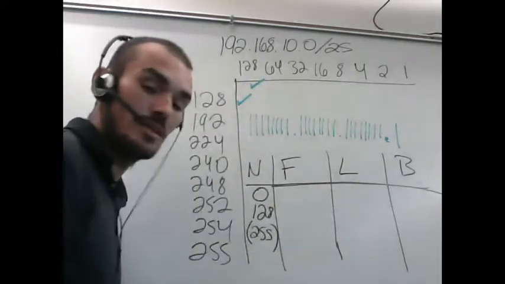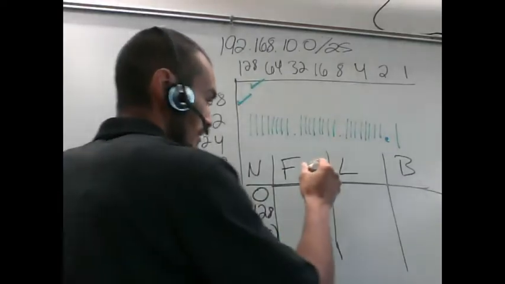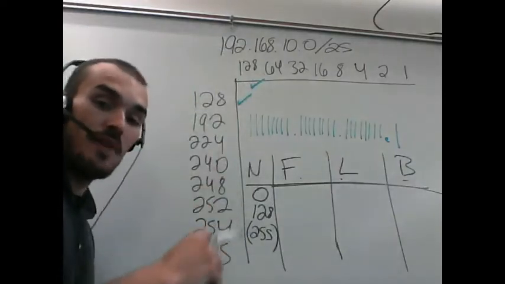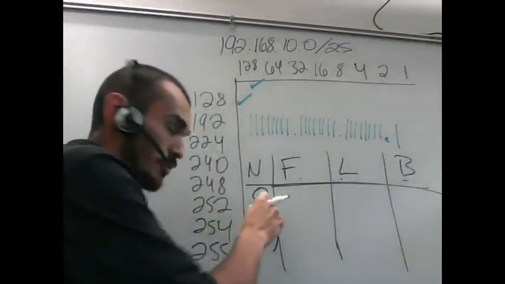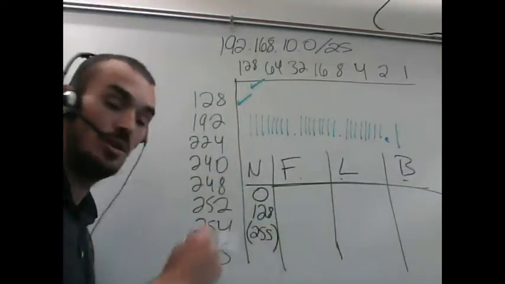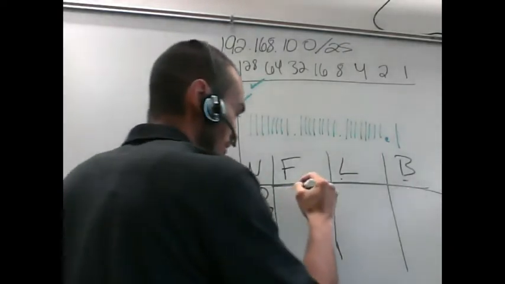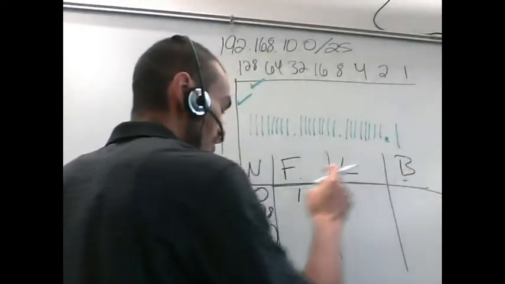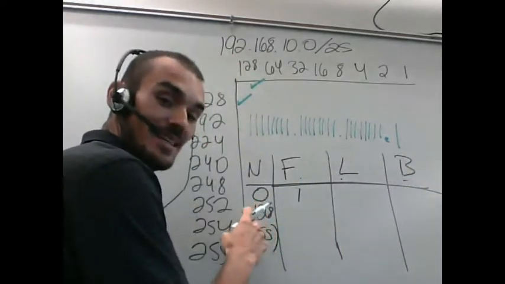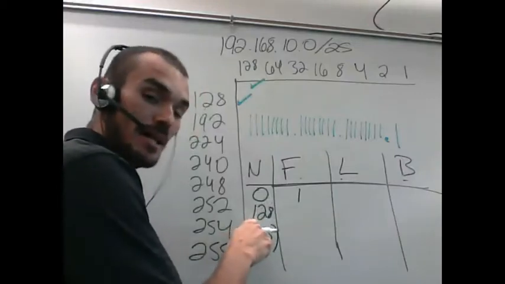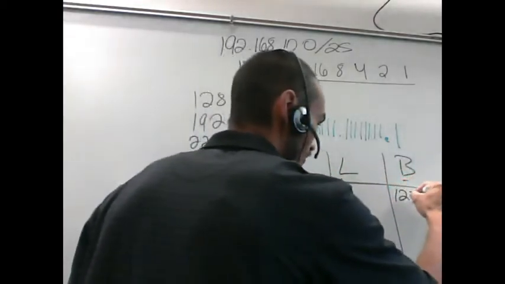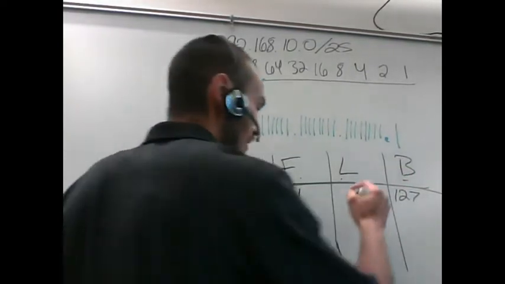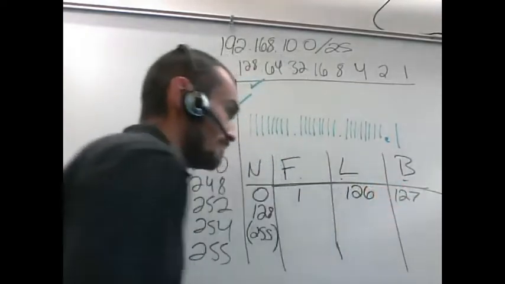So I take this and I'm just going to subnet it out. And remember this process. First, broadcast, last. To find the first host address in this network, I add 1 to the network address. So 0 plus 1 is 1. To find the broadcast address, I subtract 1 from the next network. So 128 minus 1 is 127. To find the last host address, I subtract 1 from the broadcast, 126.